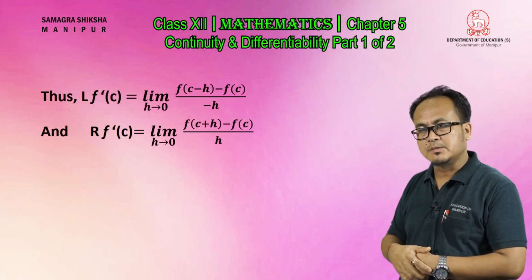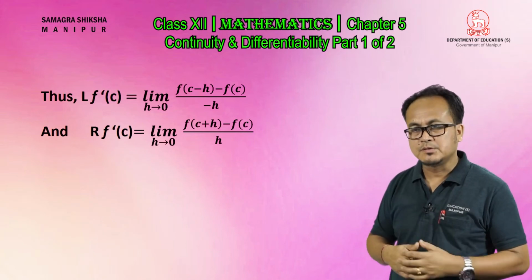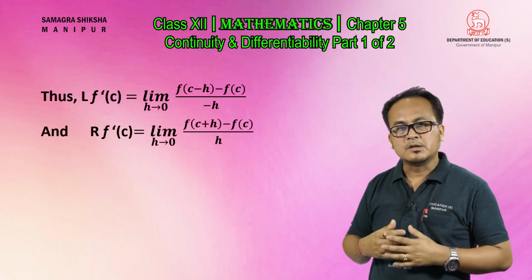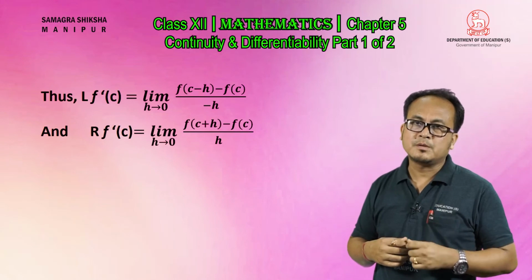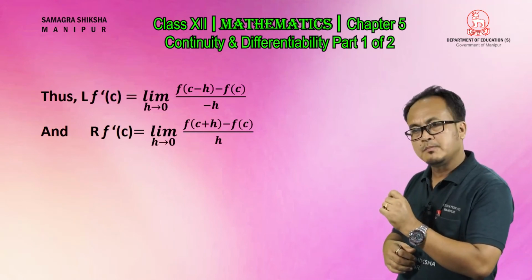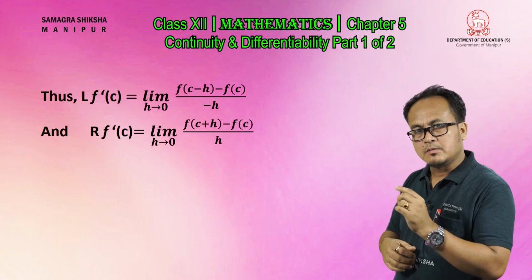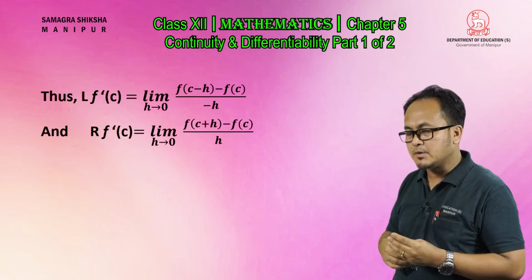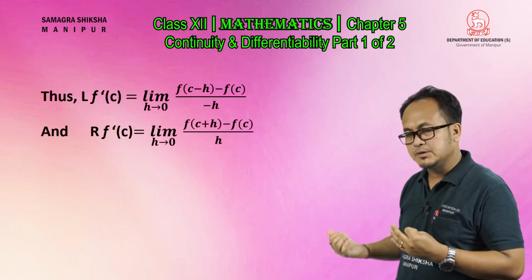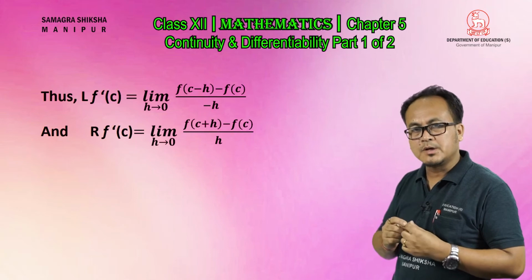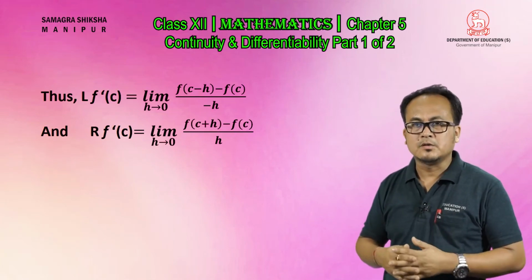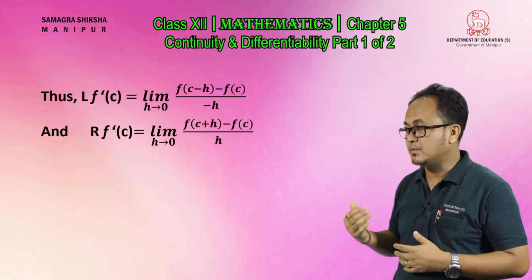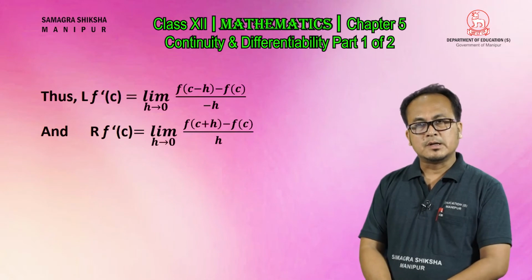For a function to be differentiable at a particular point, the test is that the left hand derivative at point c and the right hand derivative must be equal. If the left hand derivative is 1 and the right hand derivative is 1, the function is derivable; if one is 1 and the other is minus 1, it is not derivable. This is the differentiability or derivability test, which depends on both. Then the second note.